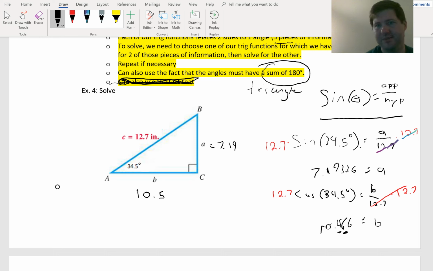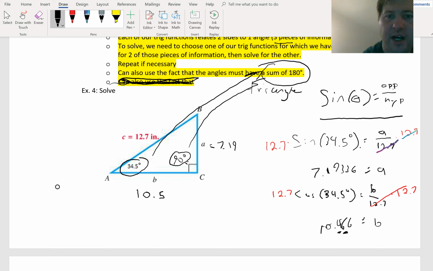Now, lastly, we could use another trig function to find angle B. But we're not going to, because this angle is given to us with this little box here, which means that it's 90 degrees. So we actually have 2 of our angles. When you've got 2 angles, you're going to use the fact that the sum has to be 180 degrees in a triangle. So we take 180 degrees and subtract the 2 angles we have. Subtract 90 degrees, subtract 34.5 degrees, and that will give us our final angle.